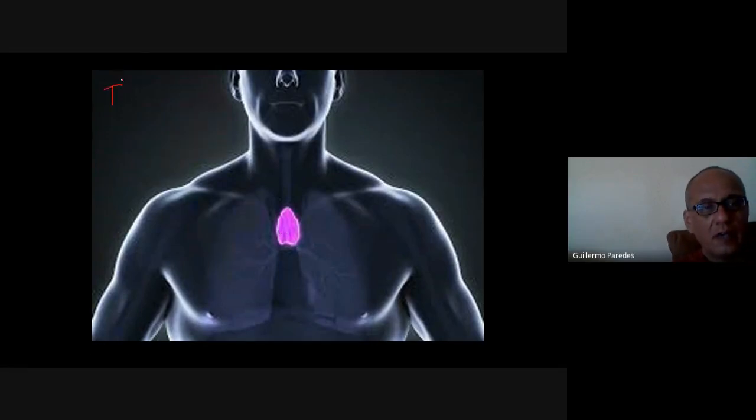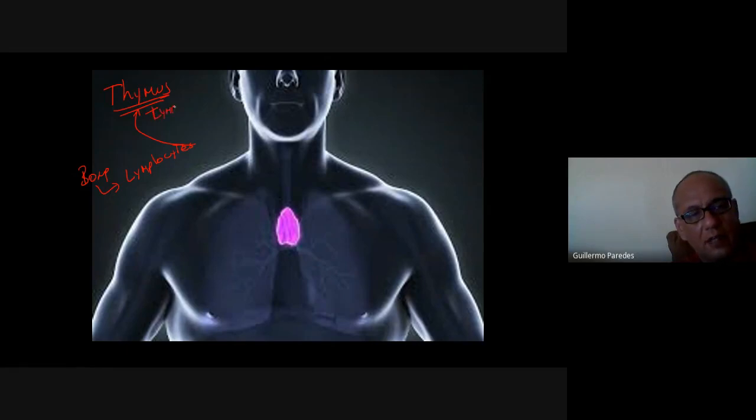All right, so this is the thymus. So what is the thymus doing? Here we have the bone, where some lymphocytes are born. These lymphocytes go to the thymus and form the lymphocyte T cell, lymphocyte T. Because they are born here in the bone, but they mature in the thymus.